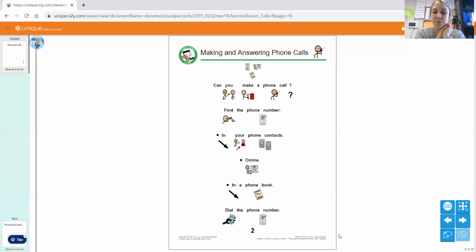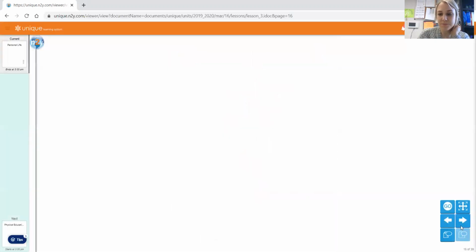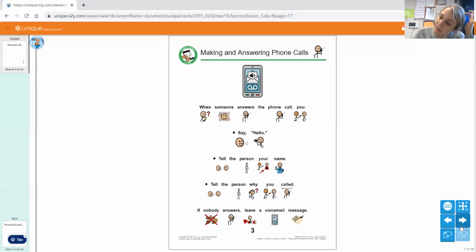Once you have the phone number, you just dial, so you match all the numbers up to the keypad on your phone, and it will ring. And when someone answers the phone call, you need to say something. You can't just let them go first. They might not think anyone is on the other line. So we need to say hello and tell them our name, tell the person the reason you called, and if nobody answers, it's a good idea to leave a voicemail.